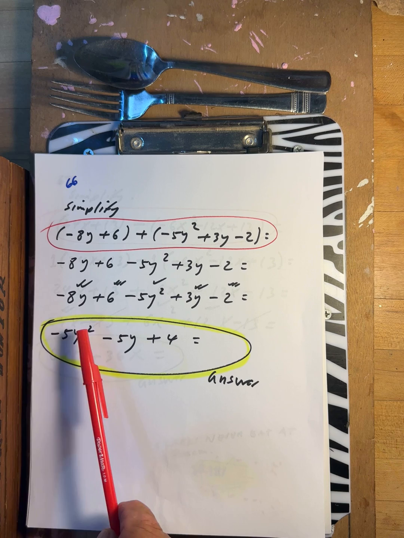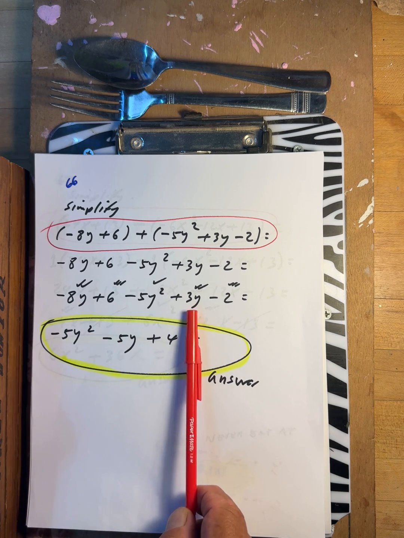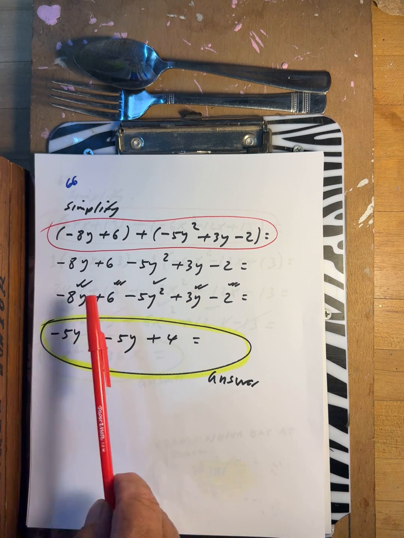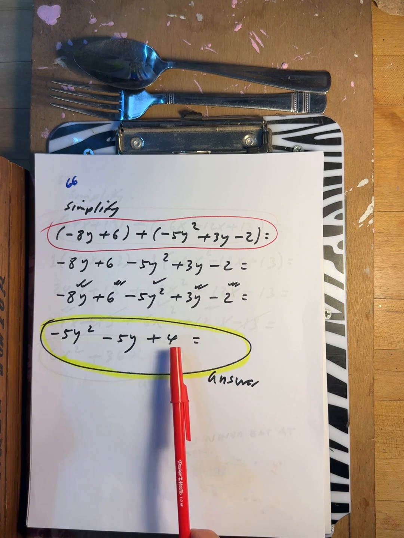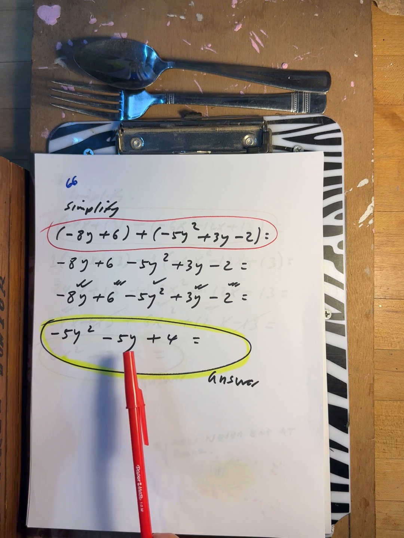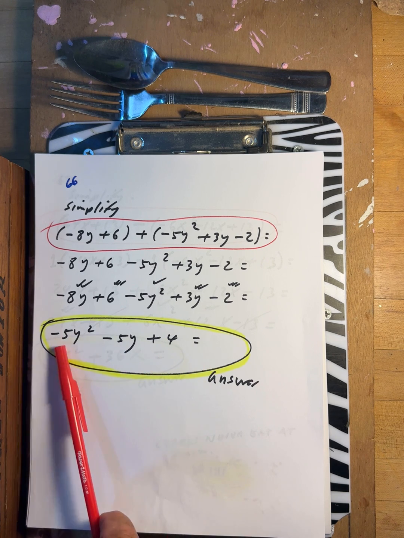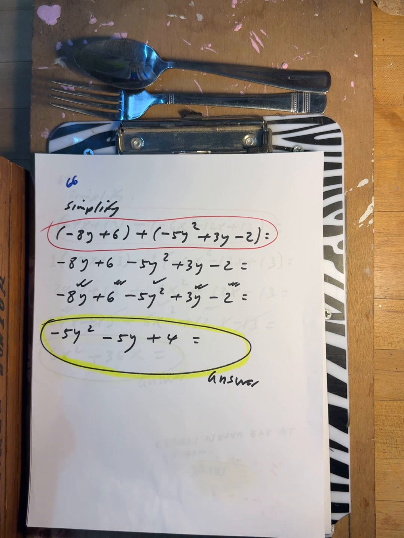Copy it. We also have -8y and positive 3y. Guess what? Put these two together. So this right here is going to give you -5y. And then 6 and then -2 is going to give you the 4. -5y squared minus 5y plus 4. That's it. Yep. -5y squared minus 5y plus 4.